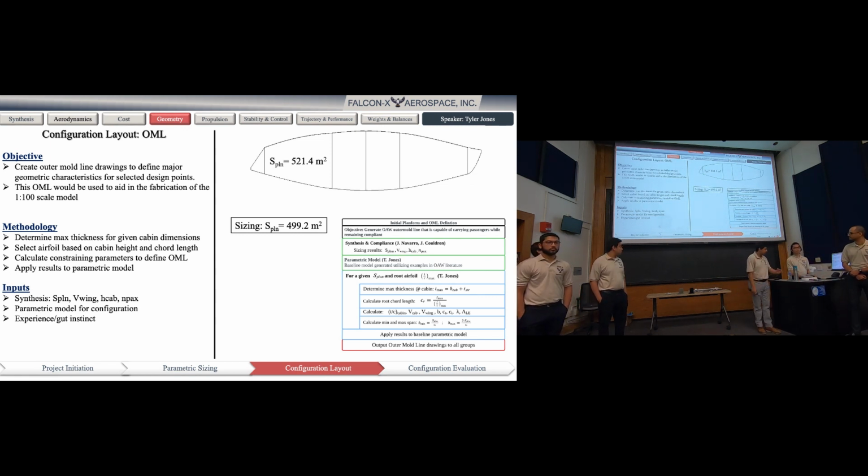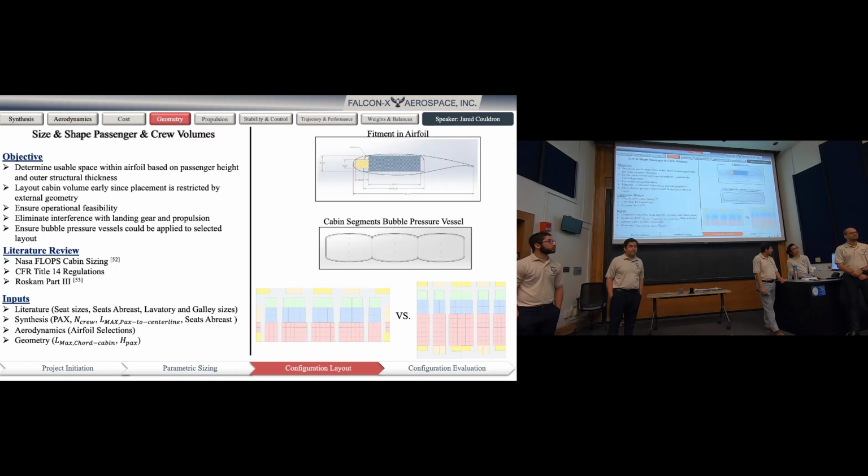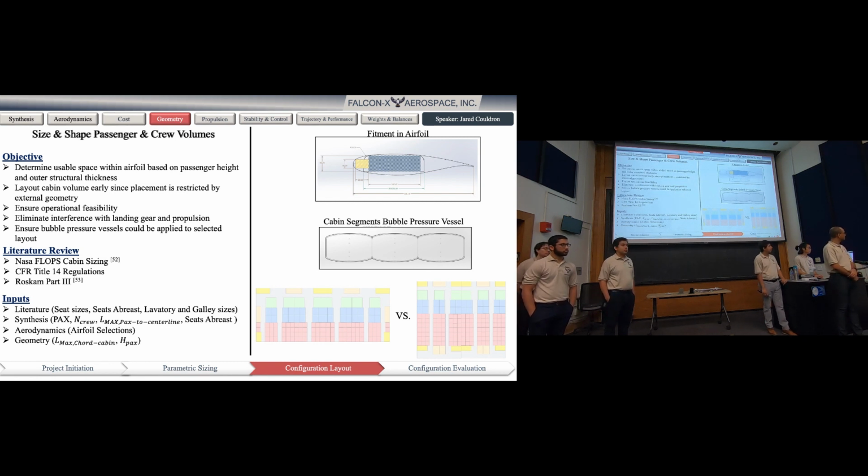On the right, you can see the process that we do step by step just to draft that first line. And up here, you can see how the planform area actually comes out based on the sized planform area that we get. From that outer mold line, we're completely limited by the airfoil and the height of how tall we want the cabin. So fitting the cabin inside, first we need to develop how big the cabin is actually going to be. We did that using NASA FLOPS cabin sizing and then some values from Roskam. Next.